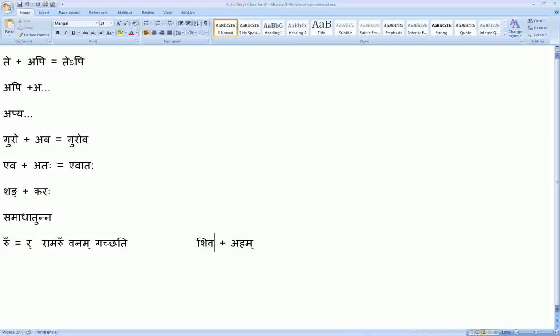So Shiva plus U plus Aham. And now we can use the Adgunaha. Between the A and the U it will become Shivoham. So we can use that rule which we just learned, Shivoham. And now, not only that, we can also use that rule, Engah Padantadati.